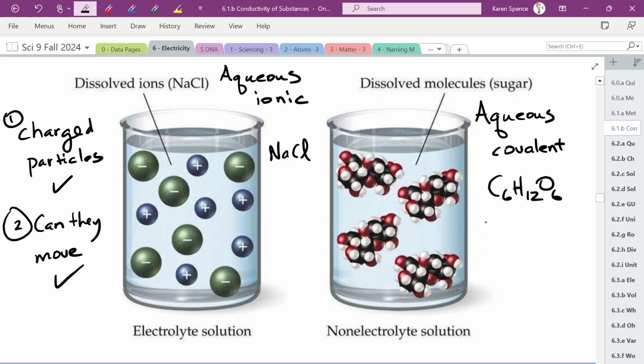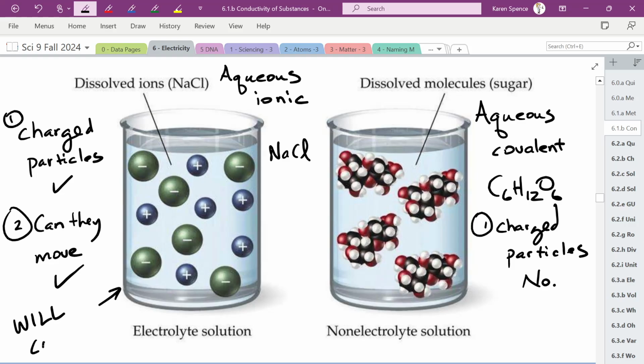Over on the right, do we have charged particles? Does C6H12O6 have a charge? No. So is there any point in asking, can they move? No. So this one will conduct, and this one, no conduct.